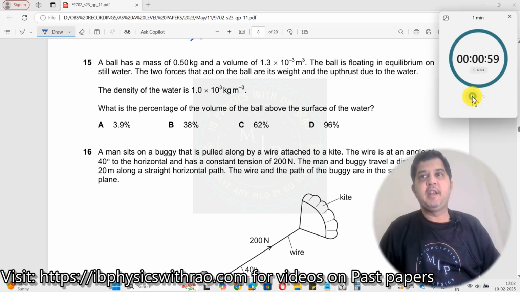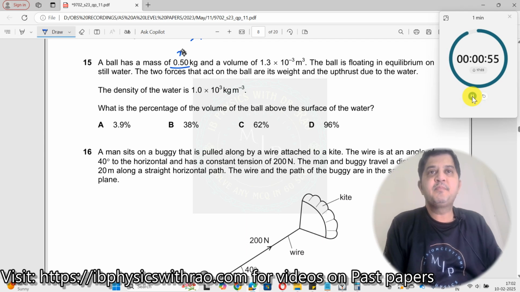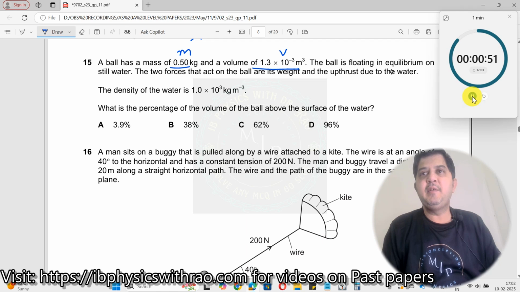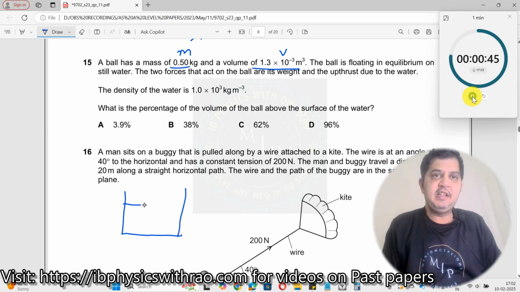Question number 15. A ball has a mass of 0.5 kg and a volume of 1.3 × 10^-3 m³. The ball is floating in equilibrium on still water. Let me draw the diagram to understand it more clearly. This is the water surface and the ball is floating in water.